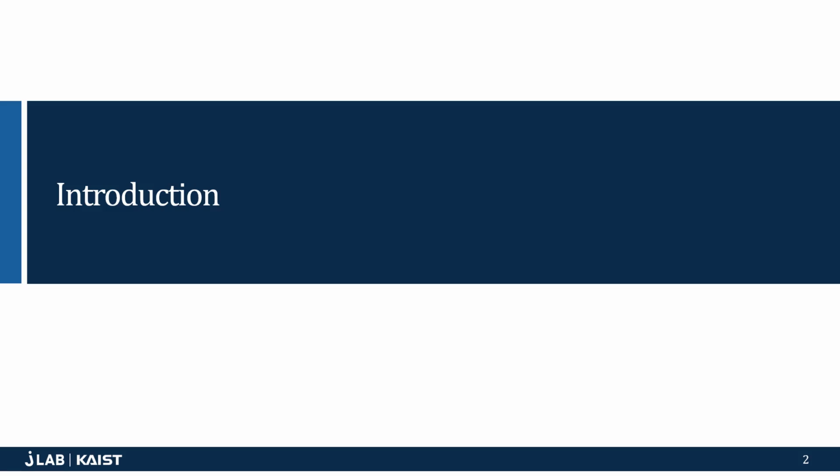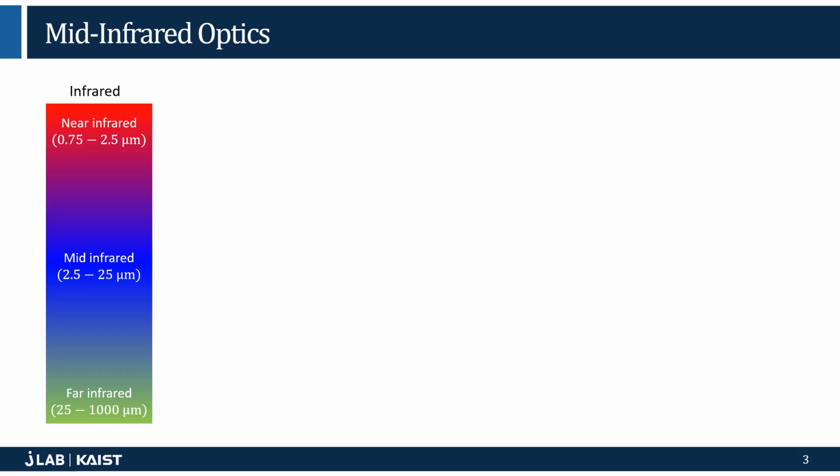So I will introduce some of the background and the motivation of this work. As a starting point, I briefly talk about mid-infrared optics. The mid-infrared is a part of the infrared with a wavelength range of 2.5 to 25 micrometers, where actually this wavelength range is different depending on the document, but yeah.